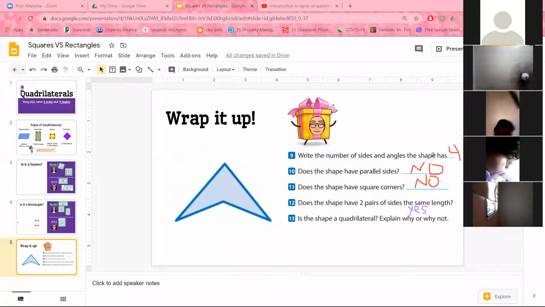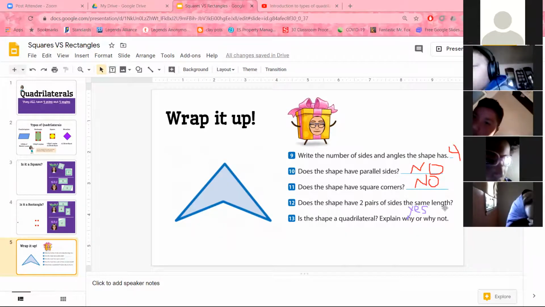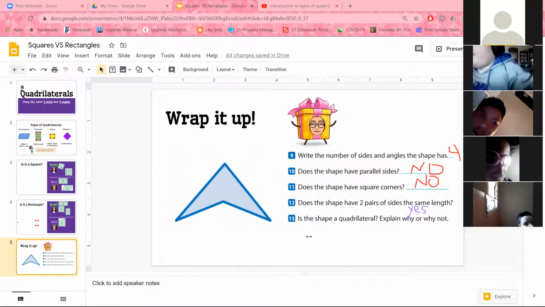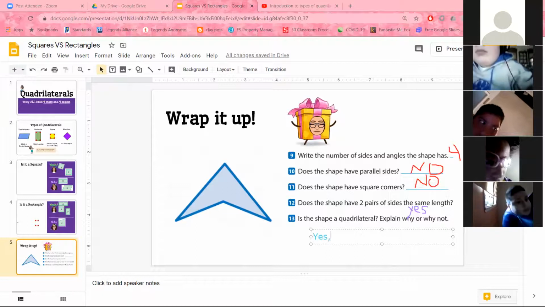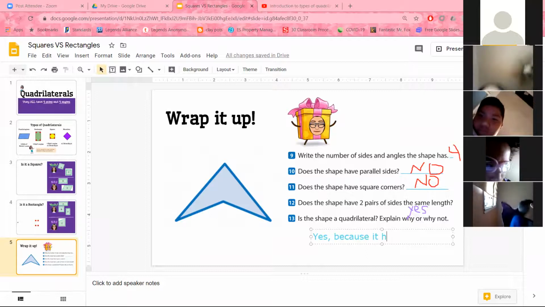And Nikayla, I think you were starting to get on the right track. We do have 2 pairs of sides the same length, but if you take 2 plus 2, that would give you 4. So this is a quadrilateral because it has 4 sides and 4 angles.